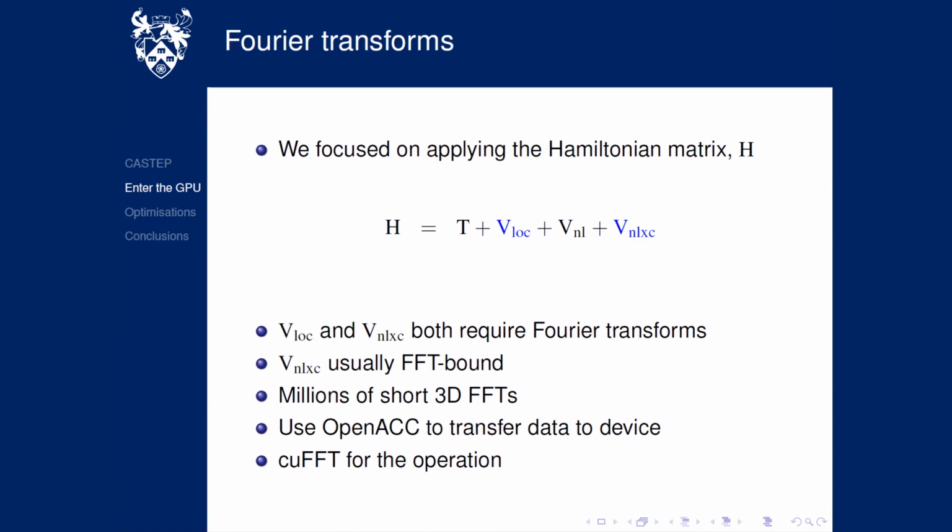It's not one big FFT, it's typically millions of short fast Fourier transforms. They're 3D transforms. So what I can do is I can use my directives, my OpenACC, to tell the compiler, please offload this to the GPU card. I can use a library FFT that is aware of the GPU, cuFFT in this case, to do the FFT, and then I tell OpenACC to drag the data back.